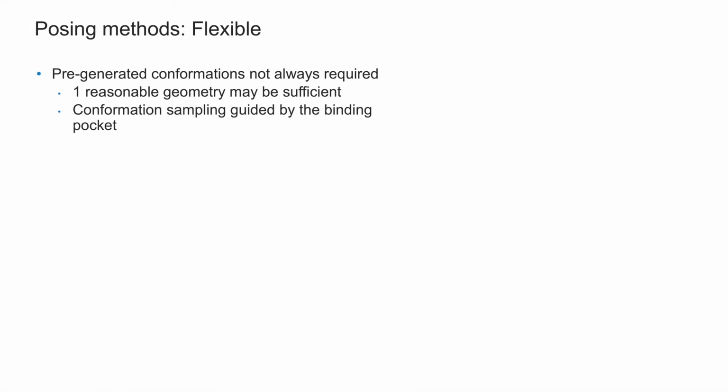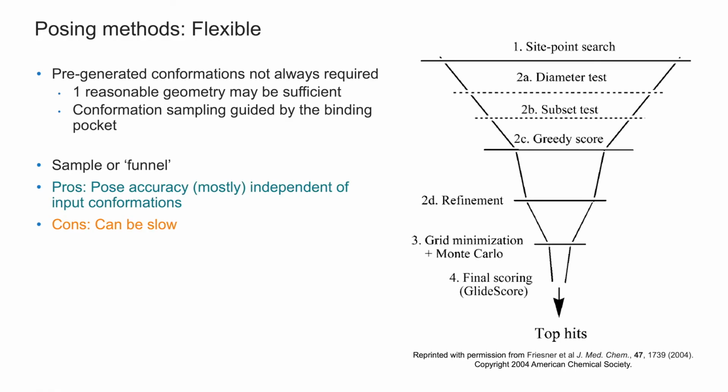Here, one or a small number of conformations are fed in, and the docking program changes the conformation to better fit the binding pocket. So this is not done a priori, but it's done with relevance to the binding site. We can use a sampling approach, stochastic methods, or we can use a funnel of deterministic searching, and this is the search funnel from the Glide tool from Schrödinger.